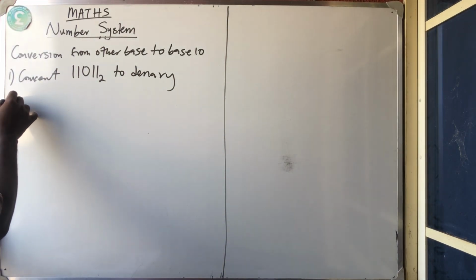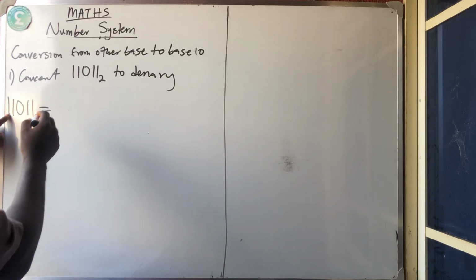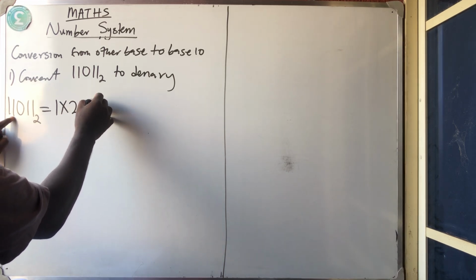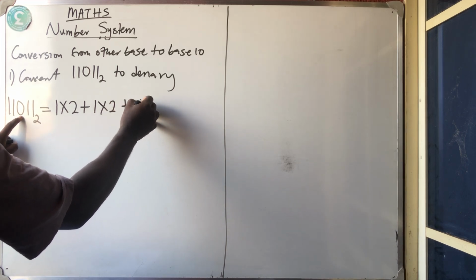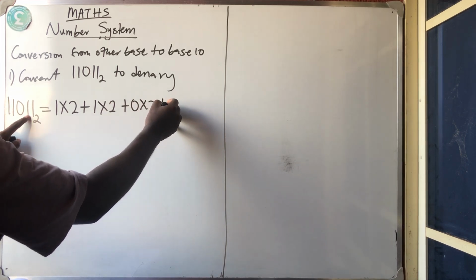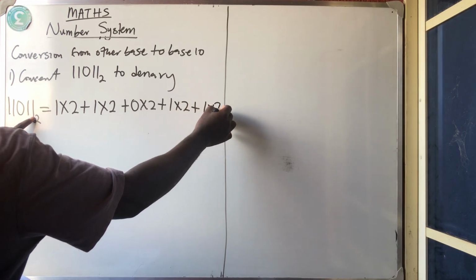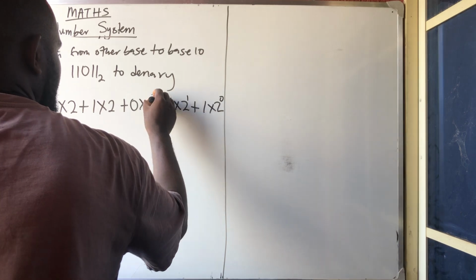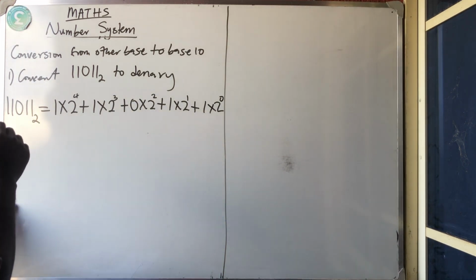So I'm having 11011 base 2, which should be equal to, we are multiplying, take the first one, 1 times 2, plus 1 times 2, plus 0 times 2, plus 1 times 2, plus 1 times 2 finally. Then you start from the back and name it 0, 1, 2, 3, 4, as the power. So let's continue now.